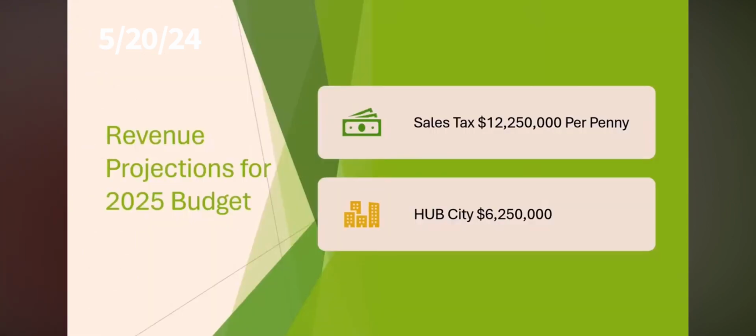So right now, based on the state's guidance and what we're seeing for actuals, we're anticipating that we'll use a budget number of about $12.25 million per penny for sales tax revenues and $6.25 million for Hub City revenues. So this is one of the first steps in our revenue projections to develop the budget, but it's a pretty critical step for us moving forward too.